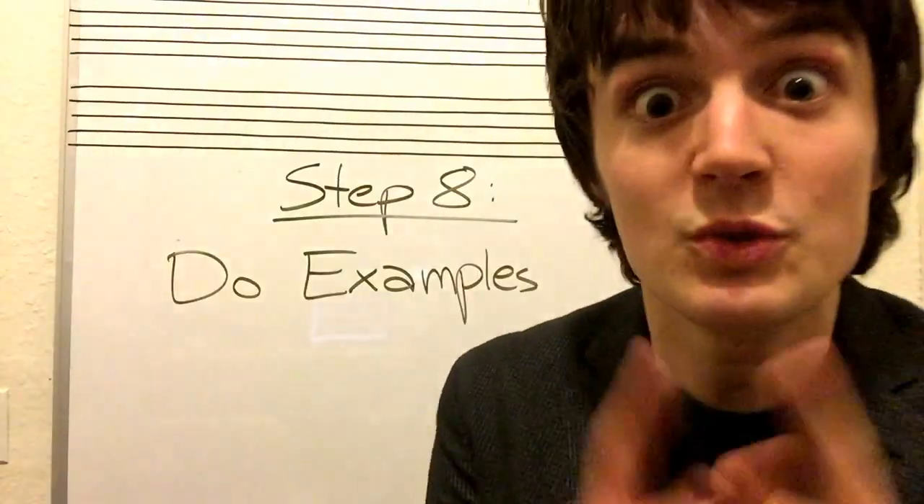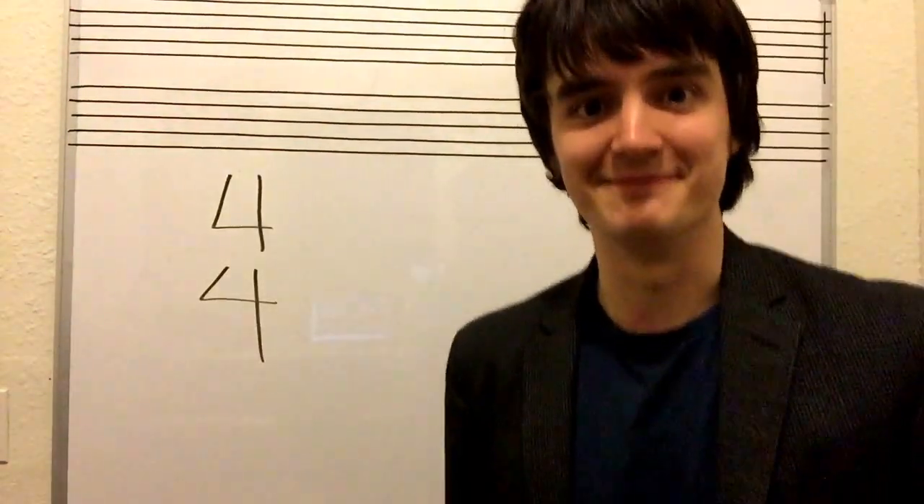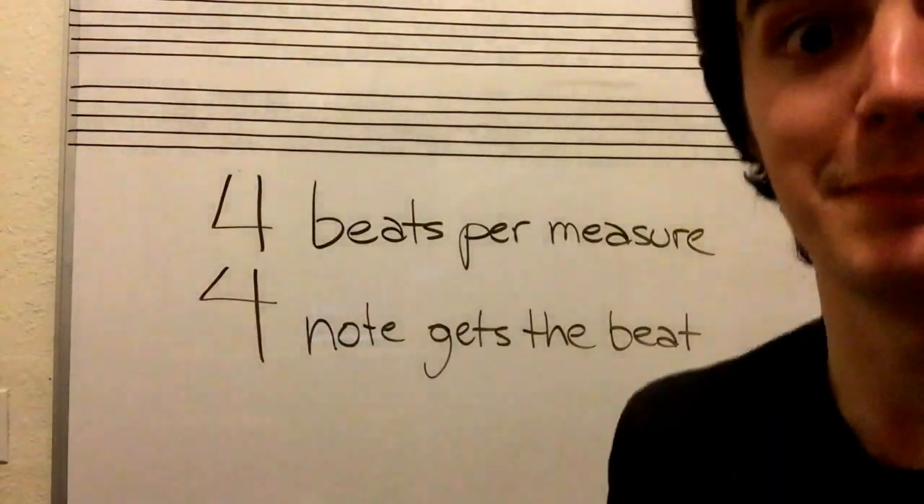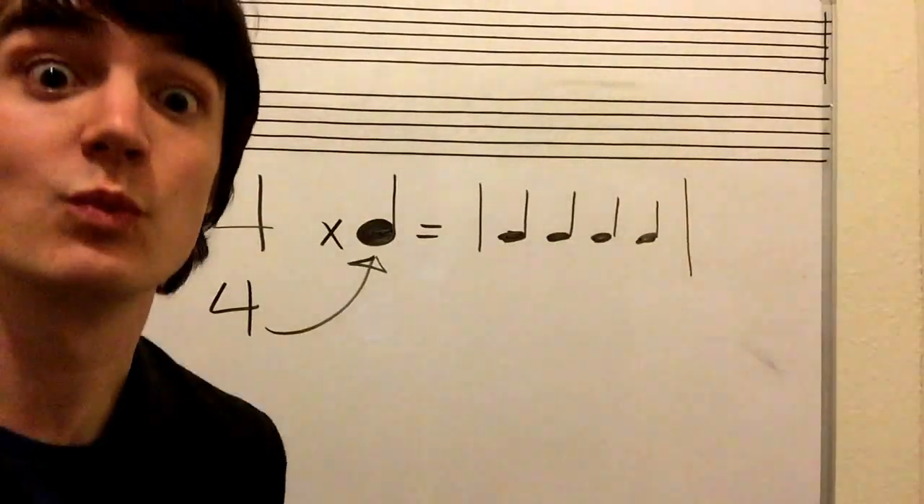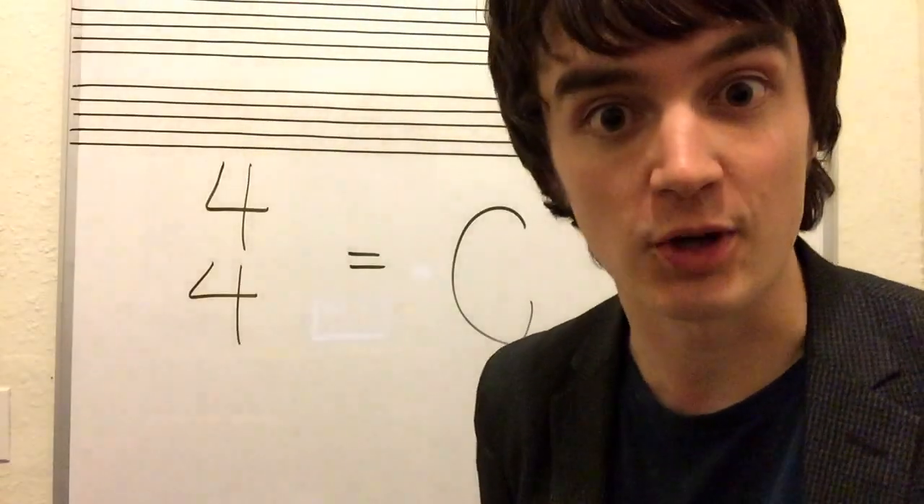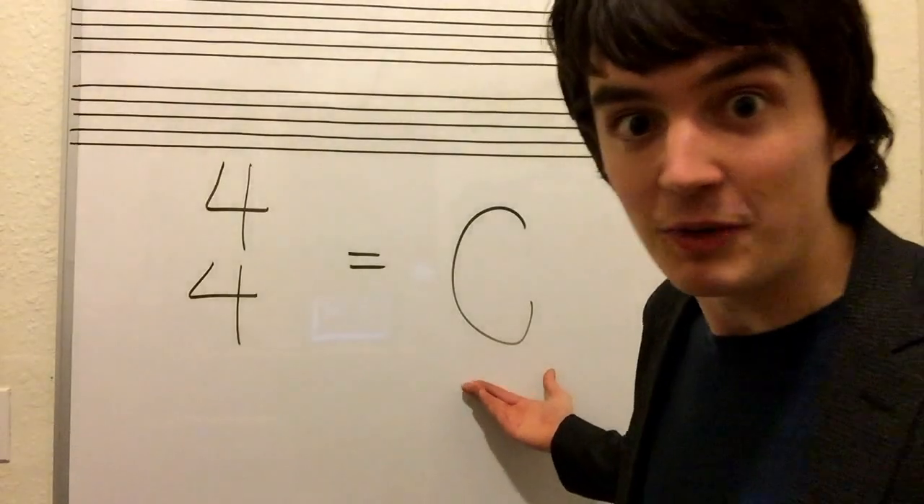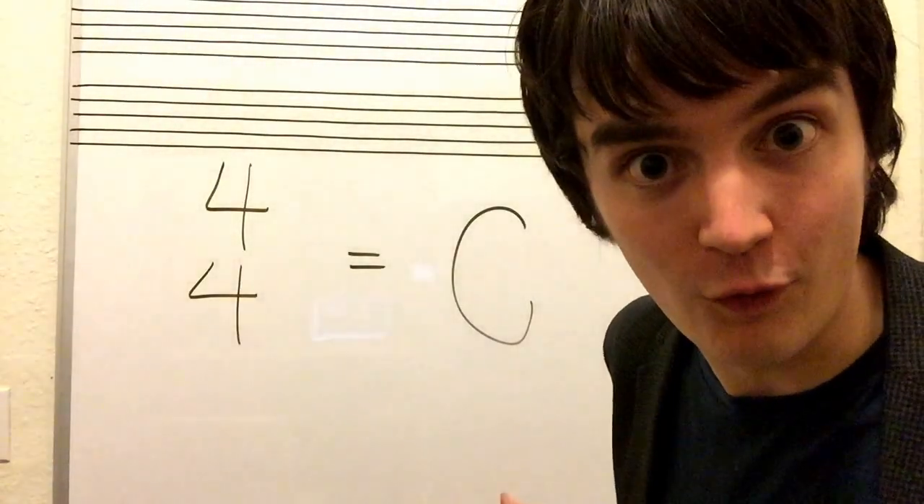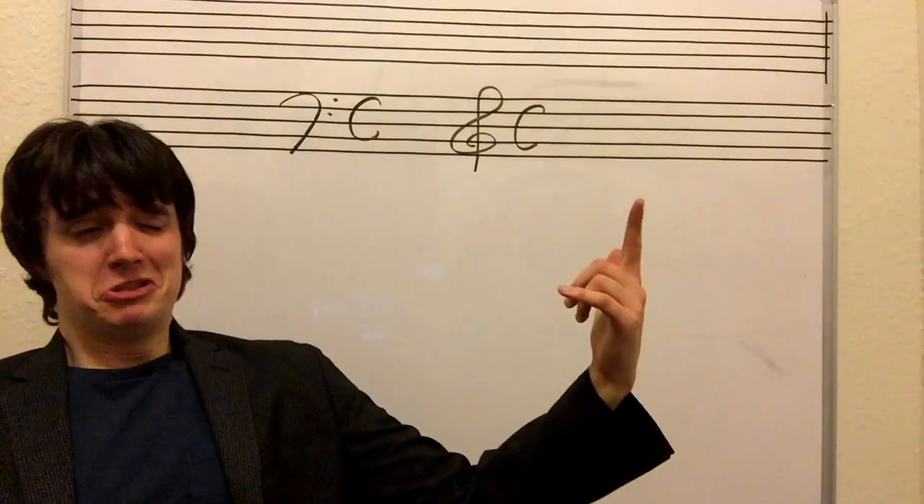Alright. Step 8, do some examples. 4/4 time. 4 beats per measure, quarter note gets the beat. 4 quarter notes equals 1 measure. 4/4 is super common. Sometimes they just write a giant C instead of 4/4. It stands for common. It looks kind of like that.